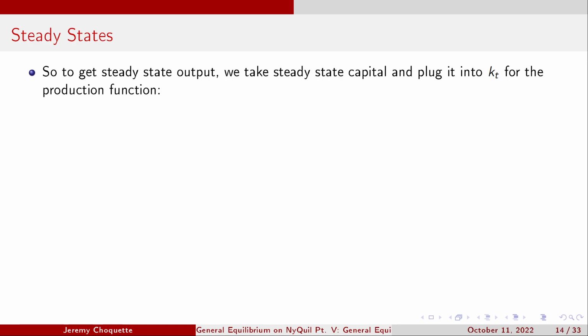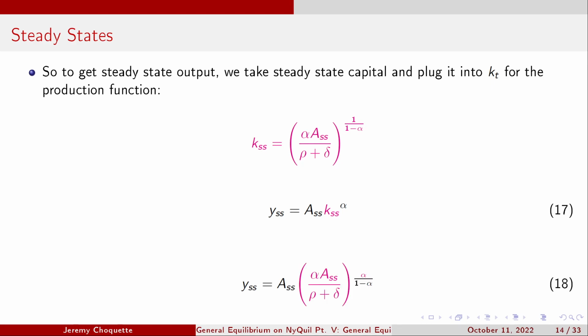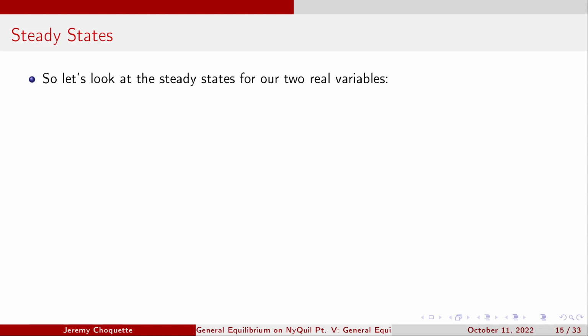So let's get steady state output. We take steady state capital and plug it into K in the production function. This is steady state capital. I want to plug the right-hand side of what I have in pink into K_SS in equation 17. Okay, well, I get that. So that's my steady state output. Do you see anything for M in steady state output? Because I don't. So money doesn't affect steady state capital or steady state output.